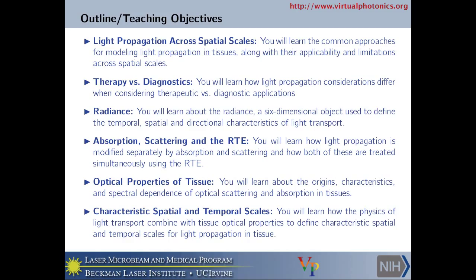And so that will end the first part of the lecture, which will focus more on modeling and computation. And then the second portion will focus on one more element here, which is how you put together absorption and scattering processes in a way to extract what's called the radiative transport equation. And so we'll talk about how light propagation is modified separately by absorption and scattering and how both of these are treated in radiative transport. Then we'll transition to talking about the origins, characteristics, and spectral dependence of optical scattering and absorption in tissues, where it comes from and how it can change depending on composition and structure.